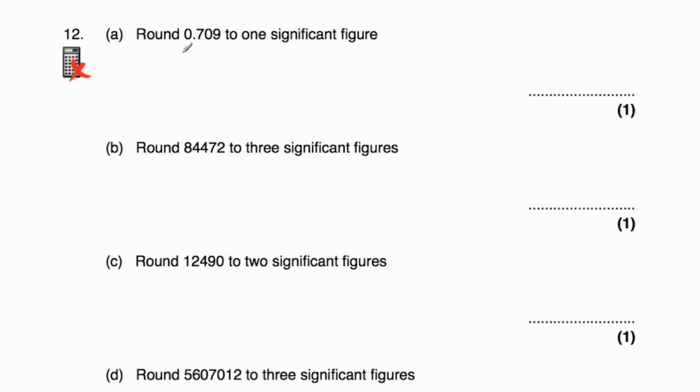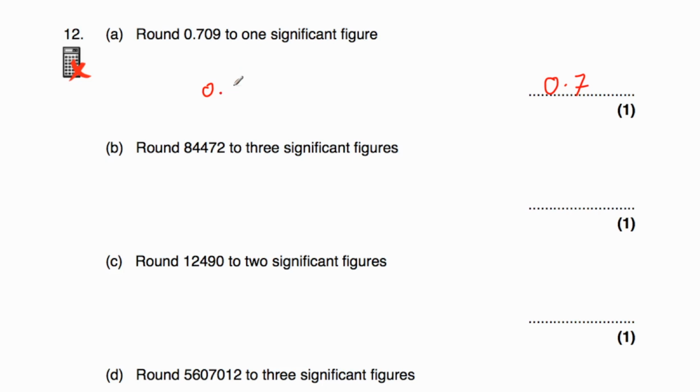Question number 12, we've been asked to round 0.709 to one significant figure. So again, we're going to ignore the 0 point at the front. The first significant figure is a 7, so our choices are either 0.7 or 0.8. The next digit is a 0, so our answer would be 0.7.